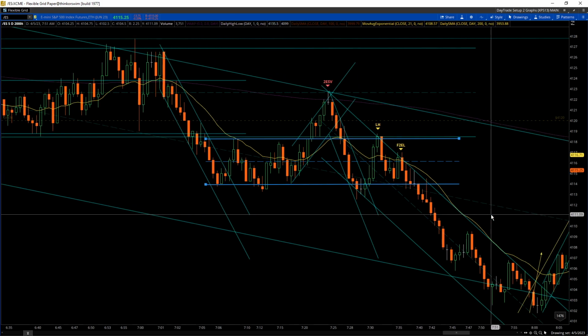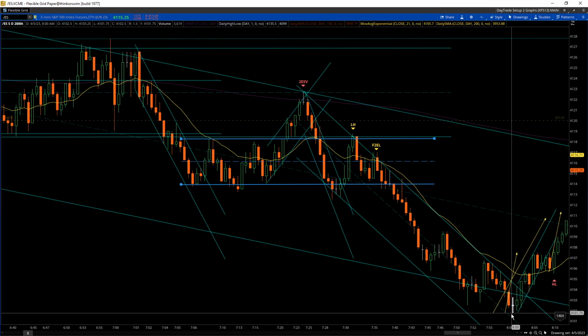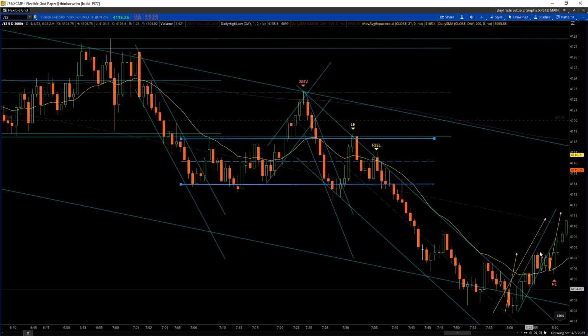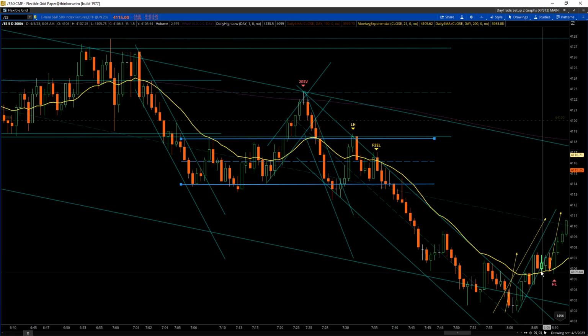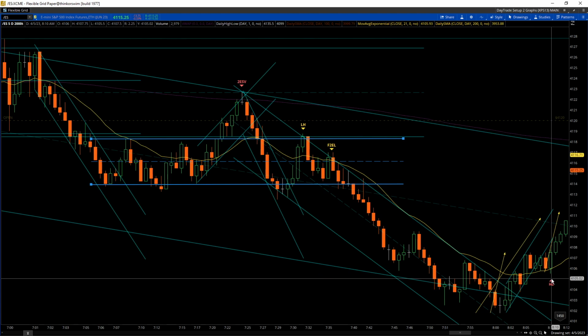Prices continue moving down. I do see a new low here, first entry short. There's a second entry short right here, which completes the second entry short. And then I saw a higher low here.